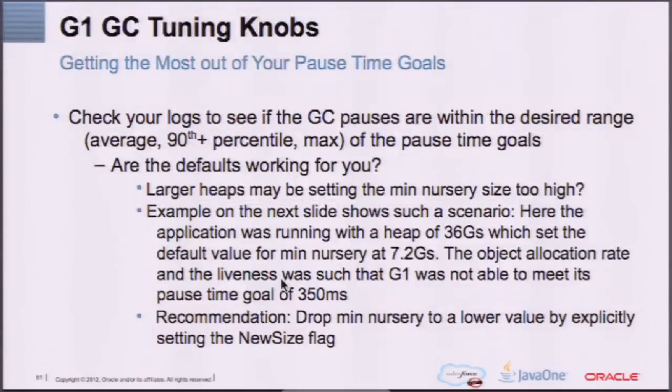All right, so this probably is the last one that I'm going to cover. I wanted to mention this because the defaults clearly were not working in this case. This application had a 36 gig heap size, and remember, G1 defaults its nursery to 20% of the heap size, which in this case was 7.2 gigs. The object allocation rate and the liveness were such that G1 was not able to meet its pause time target goal, which was set to 350 milliseconds.